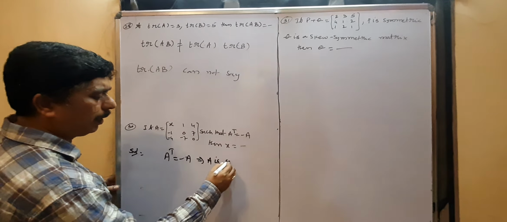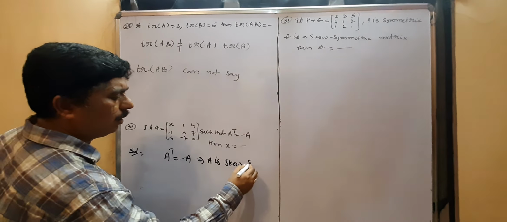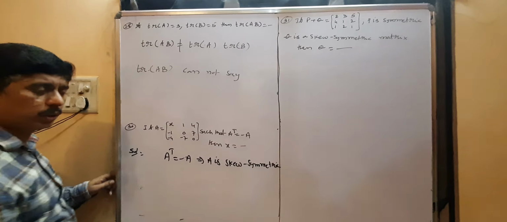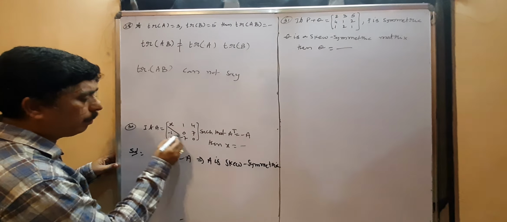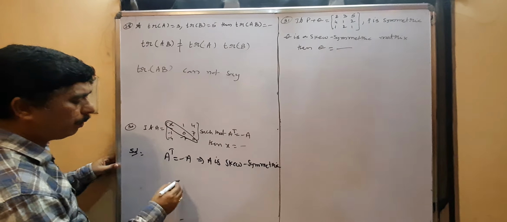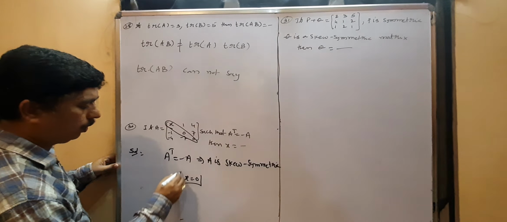Now coming to this matrix, they have given A transpose equal to minus A, that means A is a skew symmetric matrix. Skew symmetric means all diagonal elements should be equal to 0. Obviously, we will get x equal to 0.